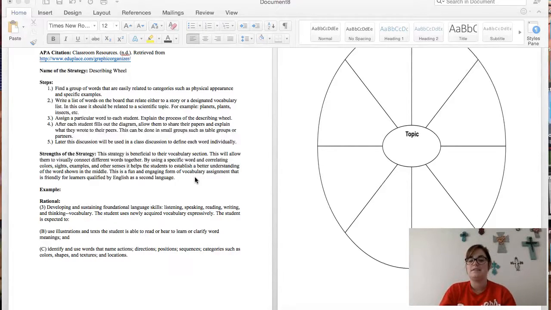So a rationale of why this particular example fits, I would say, particularly I found where it correlates to the TEKS. It would be in section 3, which says developing and sustaining foundational language skills: listening, speaking, reading, writing, thinking, vocabulary. The student uses newly acquired vocabulary expressively. The student is expected to, and then I found these 2 bullet points that were recognized through this assignment. It says use illustrations and text the student is able to read or hear to learn or clarify word meanings. And then the second bullet point would be identify and use words that name actions, directions, positions, sequences, categories, such as shapes, colors, and textures, and locations. So in that last bullet point, those are the things that they fill into the circle.